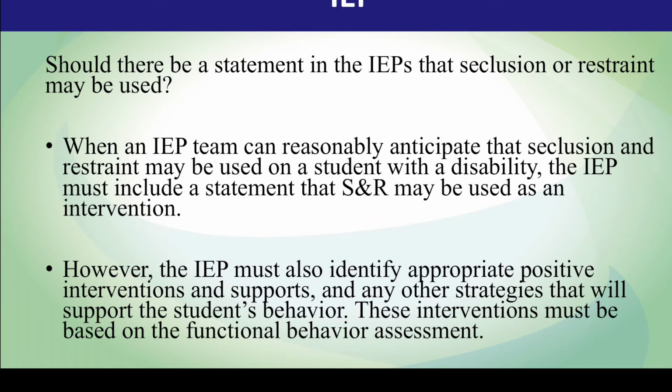For students with disabilities, seclusion or restraint should be written into the IEP when the IEP team can reasonably anticipate that a student may need a seclusion or restraint. In these cases, the IEP must also address appropriate positive interventions and supports that will support the student's behavior and must be based on a functional behavioral assessment. If the seclusion and restraint is not in the IEP and a seclusion or restraint is used, then the IEP team must reconvene the IEP and address positive behavioral supports, conduct an FBA, and add in seclusion or restraint into the IEP.